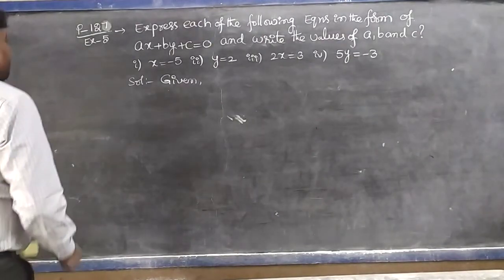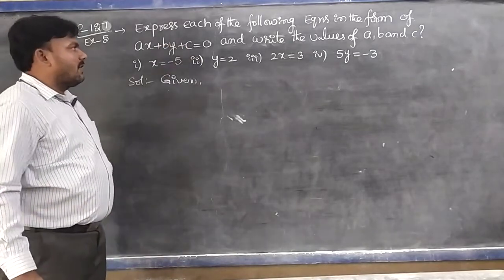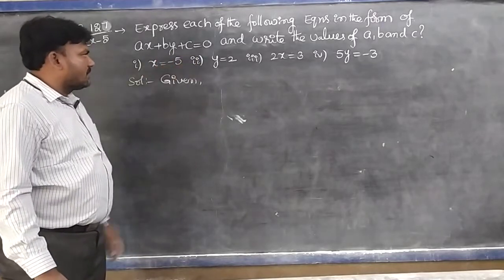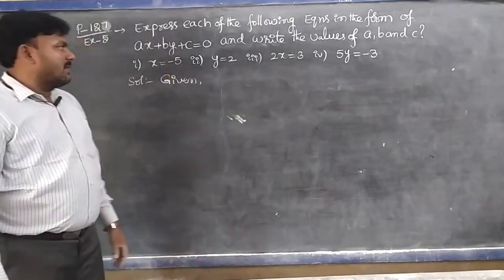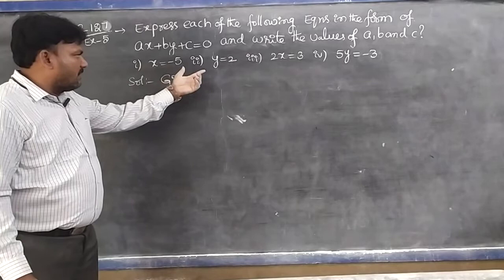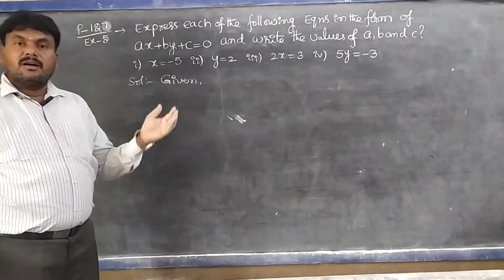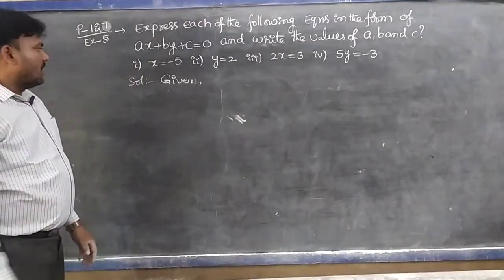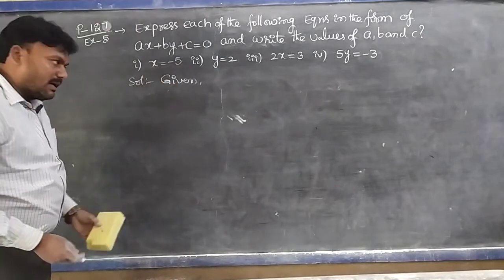Right. Page number 127, example 5, students. Express each of the following equations in the form of ax plus by plus c equal to 0 and write the values of a, b and c. This is very similar to the previous one. Here only one variable is given, and before, the x value was given with the y value along with constant values. So how to convert into ax plus by? Observe carefully and learn carefully.